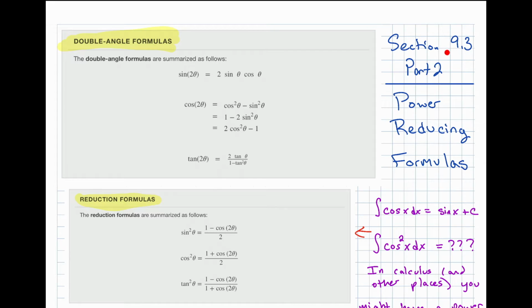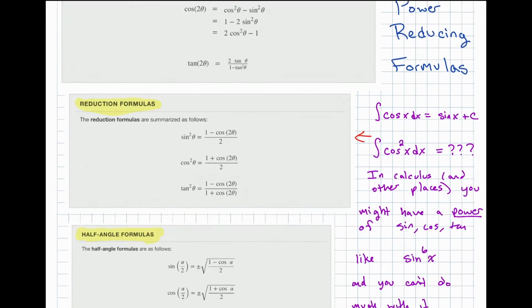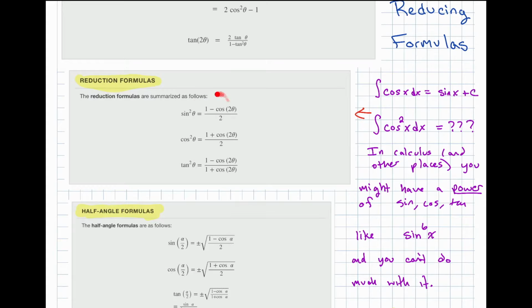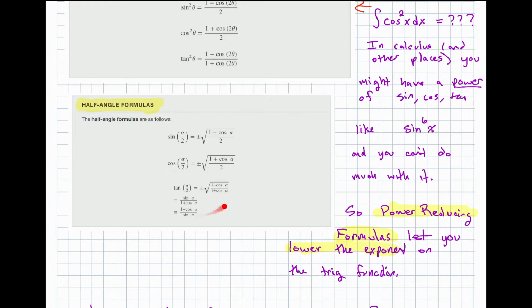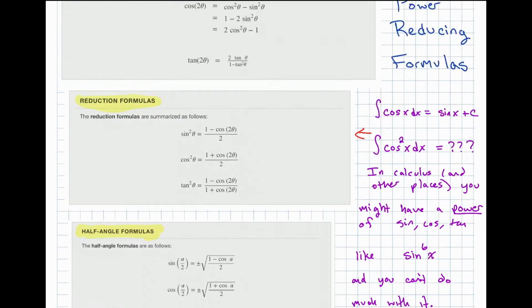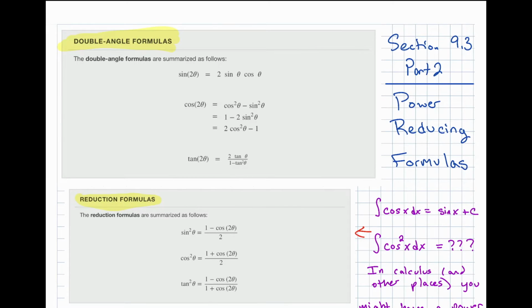Section 9.3 actually covers several types of trigonometric identities. It covers the double angle formulas, which are here, the power reduction formulas, which are here, and this is mostly what we're talking about today, and the half angle formulas, which are here. So you want to have these all written down.